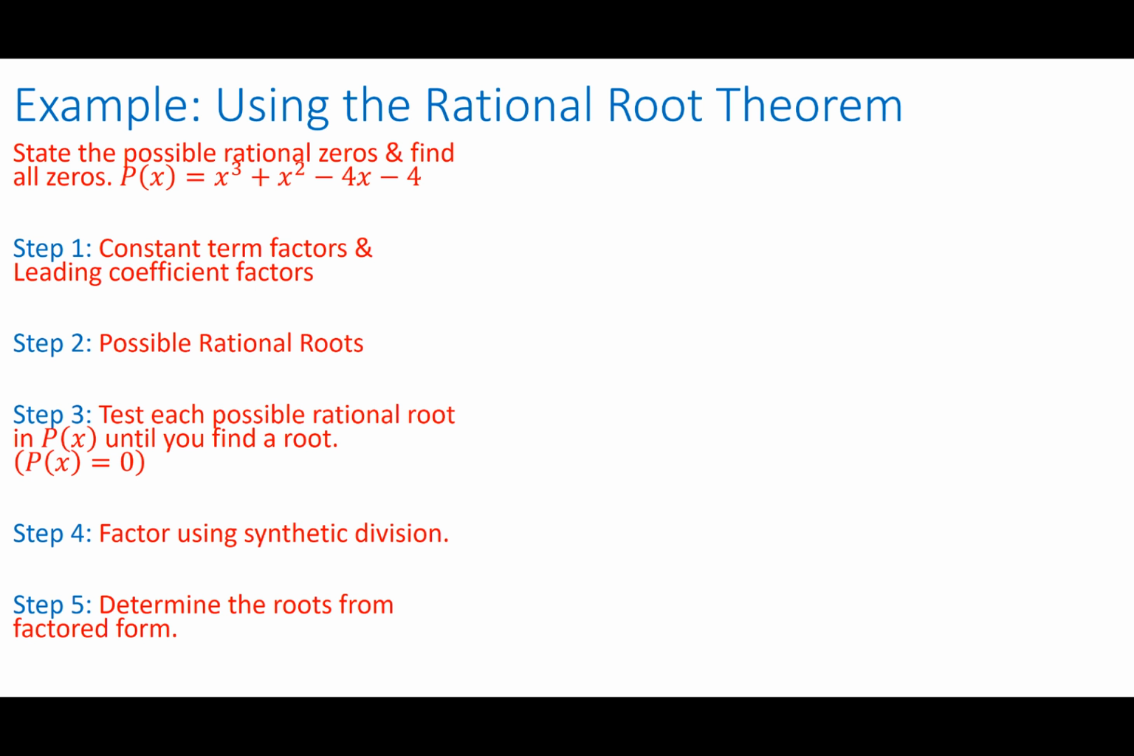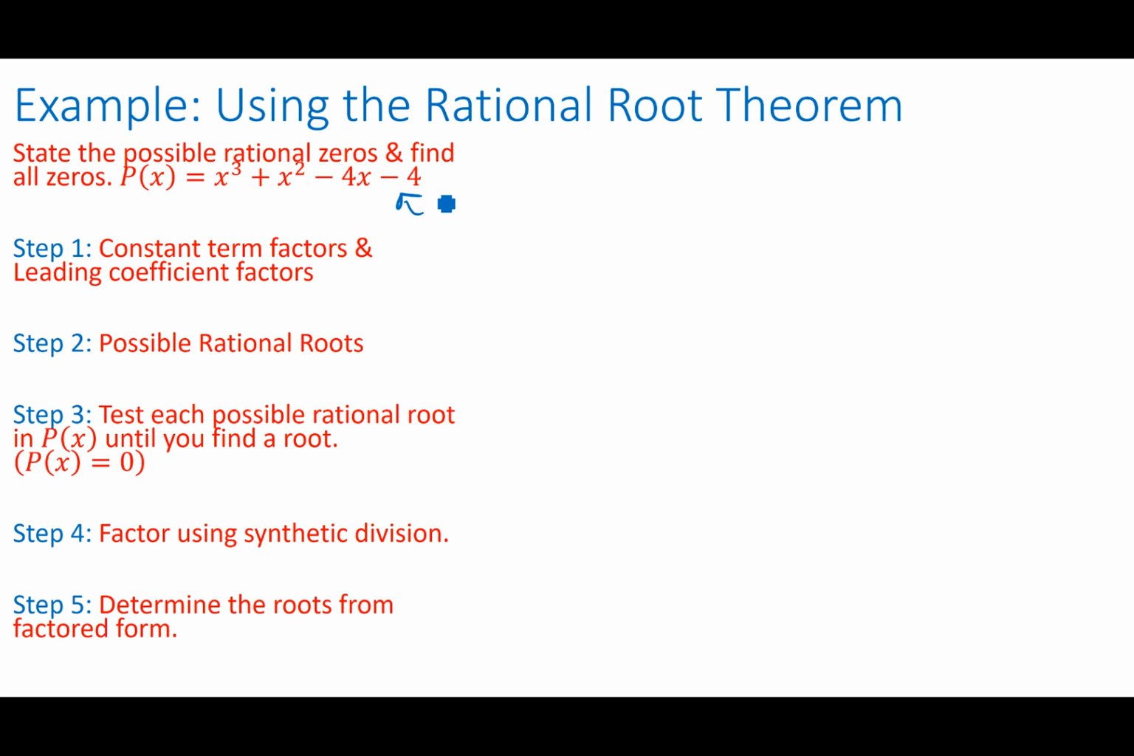So, set up the problem. State the possible rational zeros and find the zeros. And this will be what I'll ask on a test. I'll say, give me all the possible ones from that possible list, and tell me which ones are actually the zeros. Okay, so first off, we need to find constant term factors and leading coefficient factors.